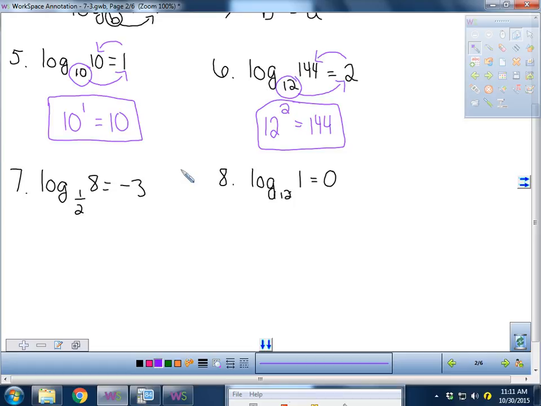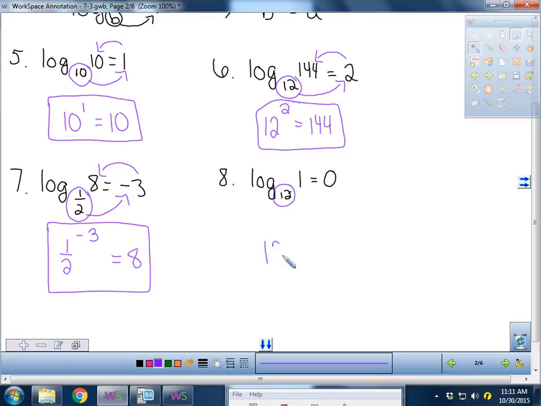And I'm done. All right, same thing for this one. 1/2, that's my base, to the negative third power equals 8. And number 8, 12 to the 0 power equals 1. So now you know how to convert from exponential to logarithmic and from logarithmic to exponential. All right? Not that bad at all.